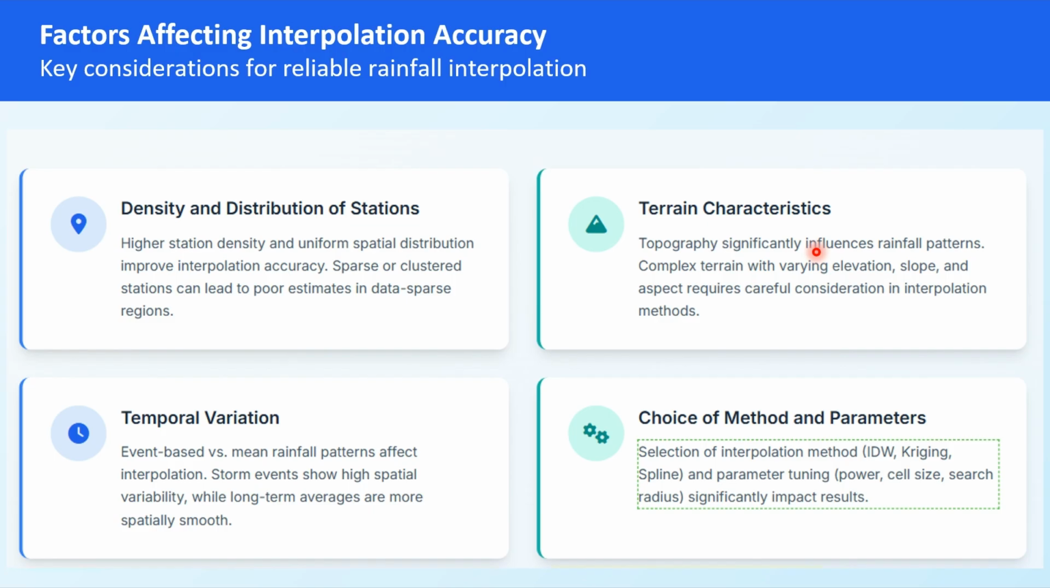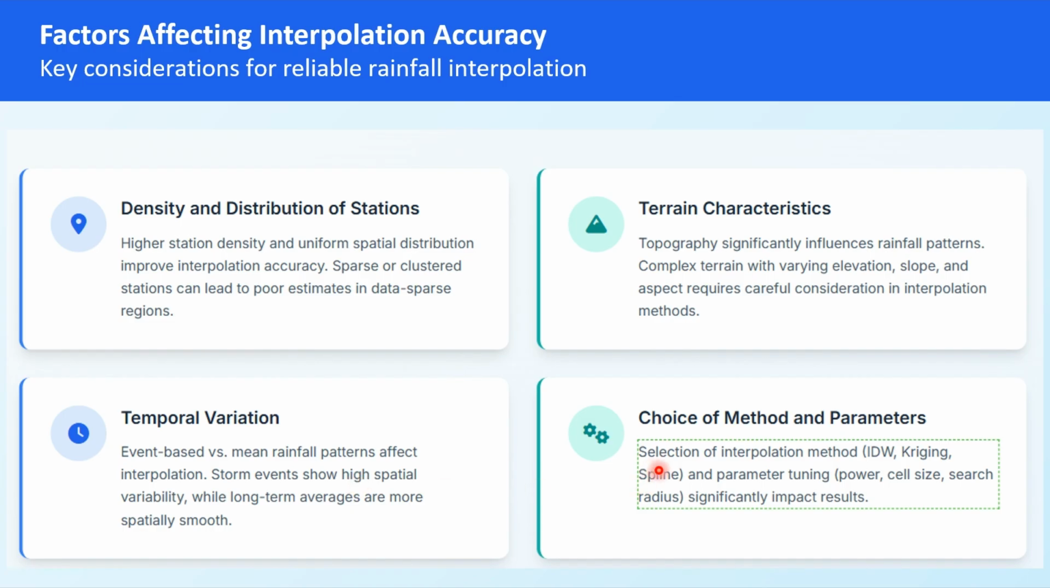Like if you talk about a hilly area, it has a tendency to receive a larger amount of rainfall, but a plain area very nearby to that hilly area might not receive that much rainfall. So these types of terrain or topographic effects can affect the accuracy or the adequacy of our interpolation techniques. Temporal variation is also very important, like event based or mean rainfall patterns. The storm events show high spatial variability, while the long term averages are somewhat spatially smooth.